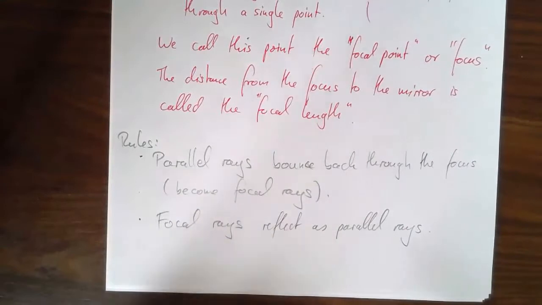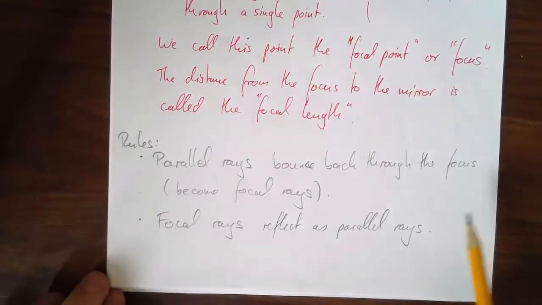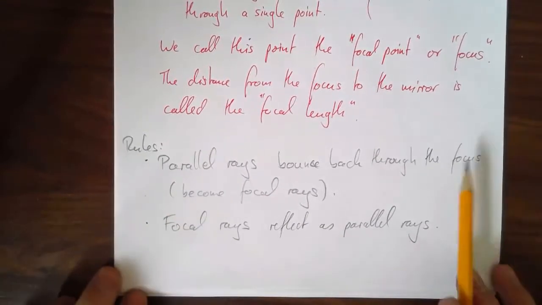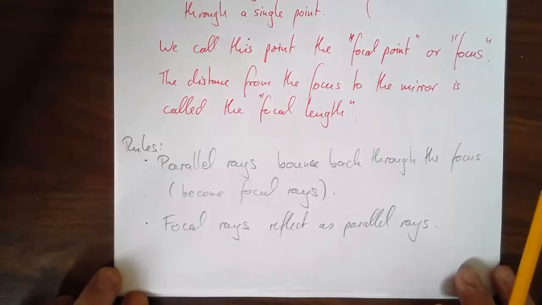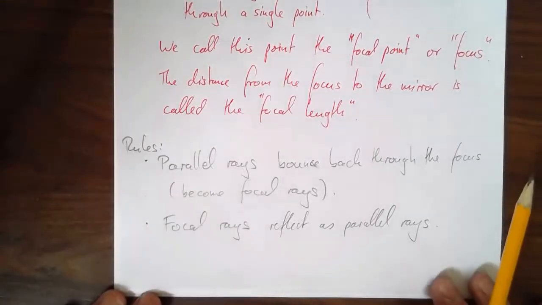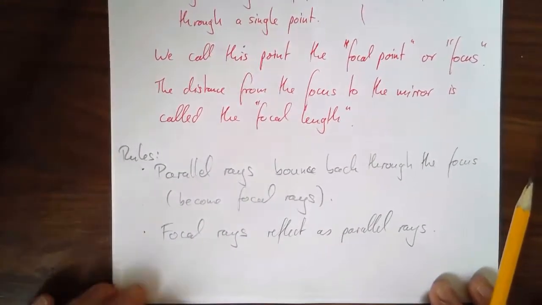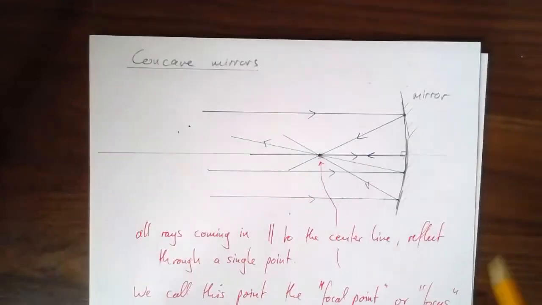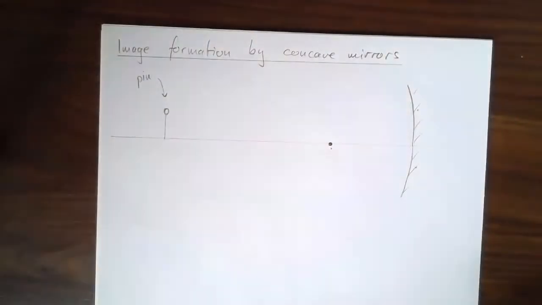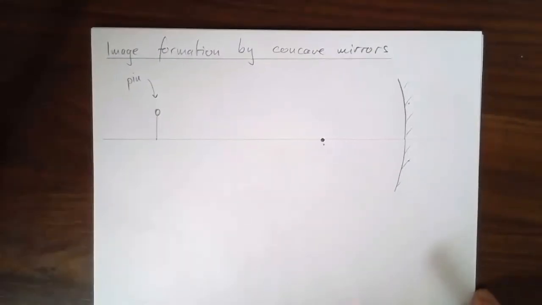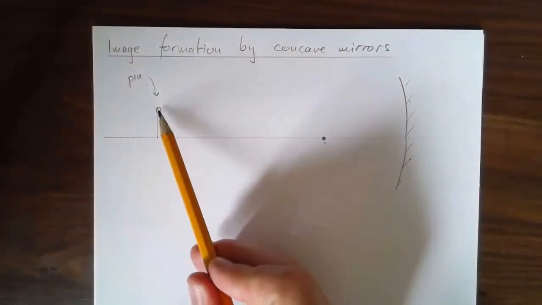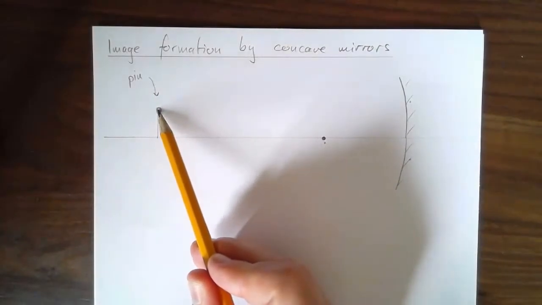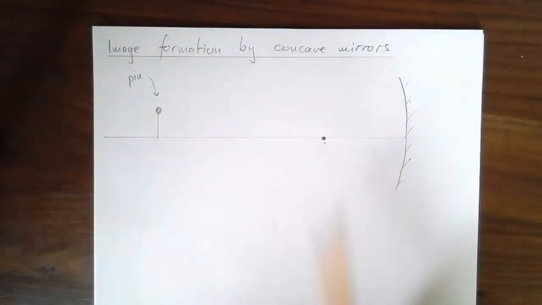And those are the only rules we're going to need to figure out how images form for concave mirrors. Remember, an image is where my brain thinks the object is, where light is coming from. Let's have a look. So here's my drawing. I'm going to measure this pin, and I'm just going to find where the head of the pin is. I'm not going to care about anything else.